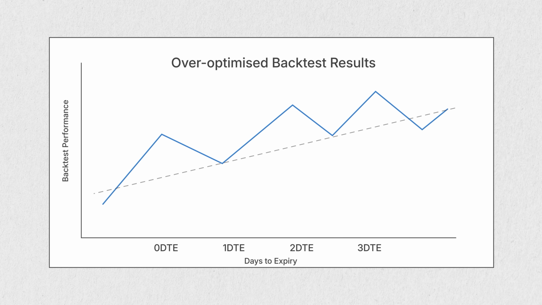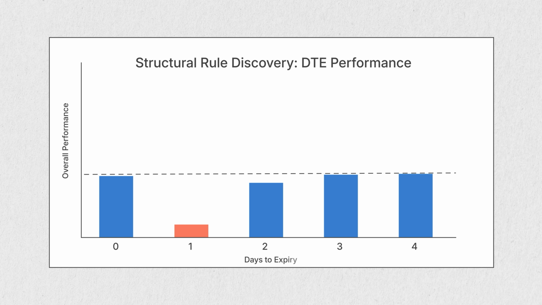In this backtest, I am not showing DTE-wise optimization because that can become curve fitting, but if you find something structurally consistent, for instance, if you see one DTE almost never works, you can treat that as a filter and either skip that DTE or design a different logic for that day.